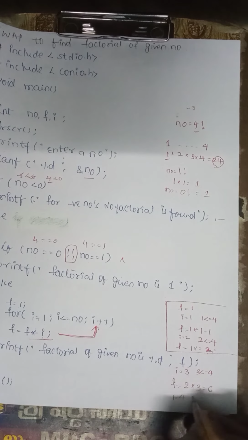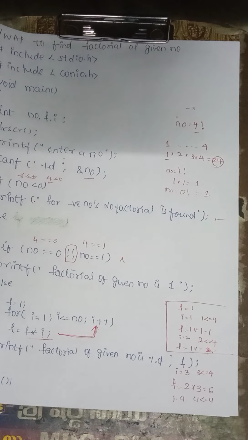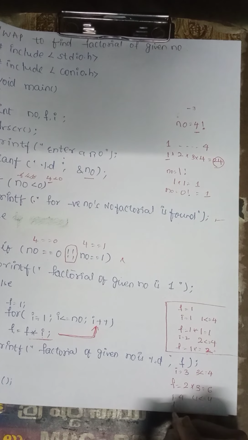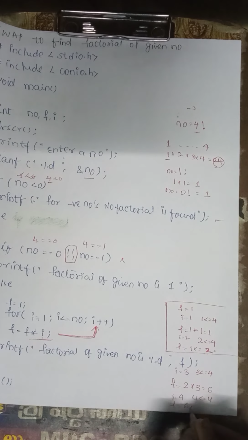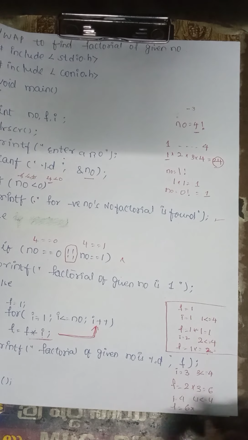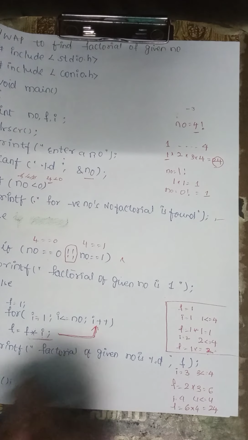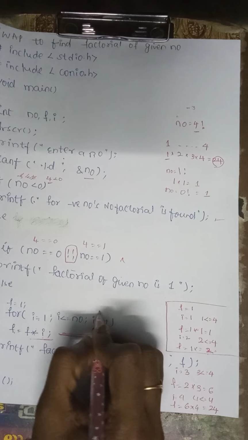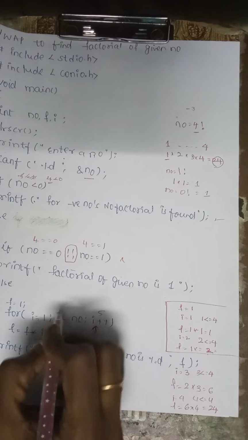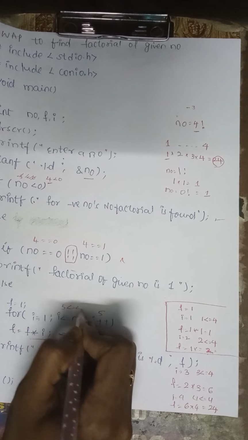i is equal to 4. Is 4 less than or equal to 4? Condition true. Now f is equal to f, previously we have f as 6, into i, which is 4. Overall the value becomes 24. Next, the i value becomes 5. Now check: is 5 less than or equal to 4? No.